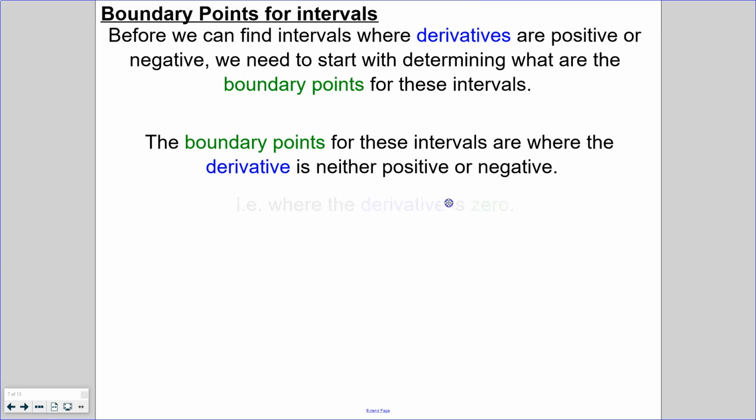So what's a number that is neither positive nor negative? 0! So therefore, boundary points are going to be where the derivative is 0. And we can use these points to define the intervals of positive and negative derivatives.